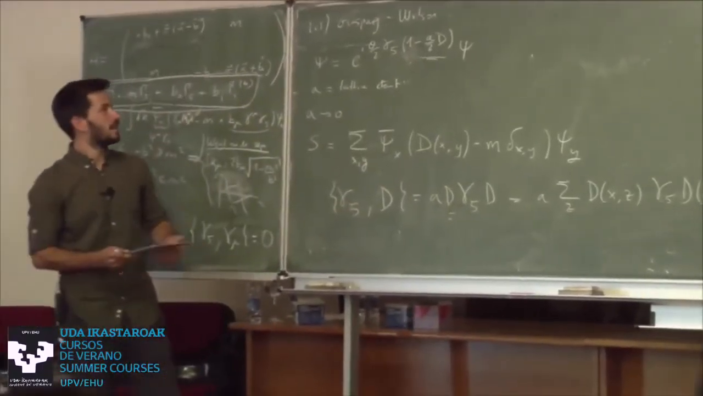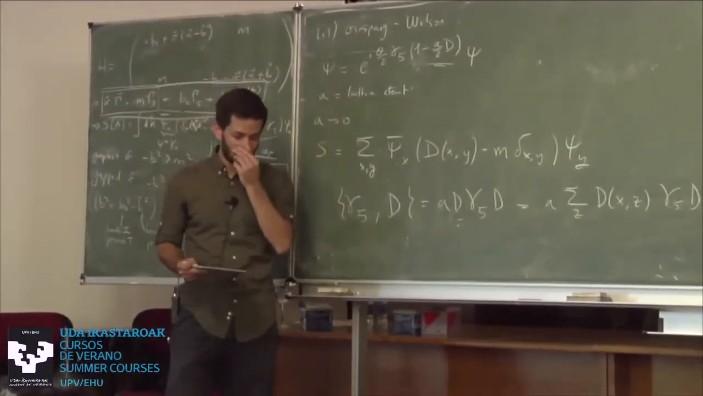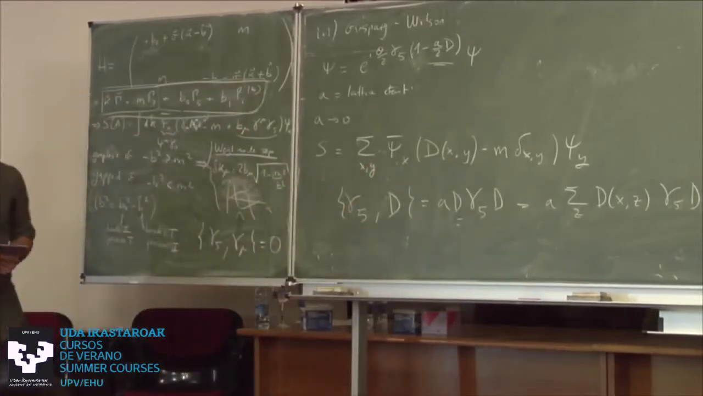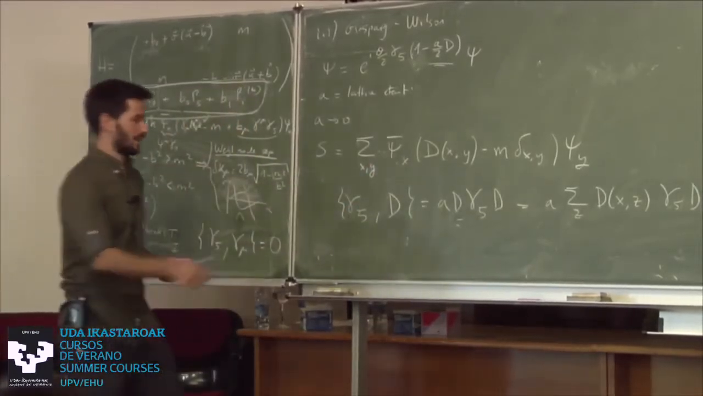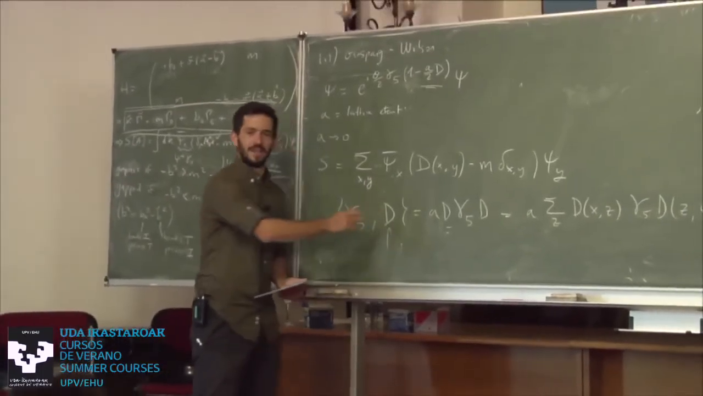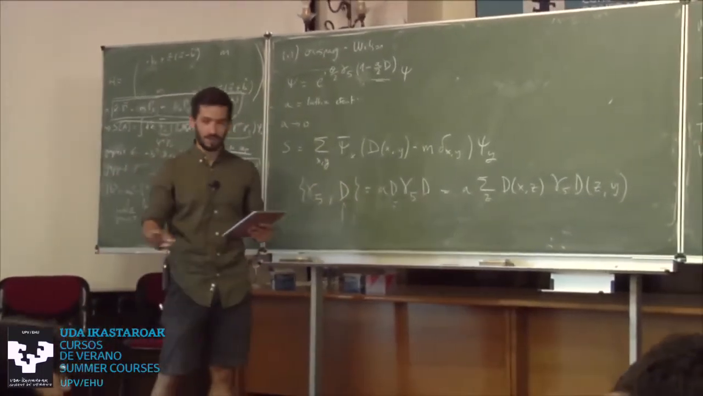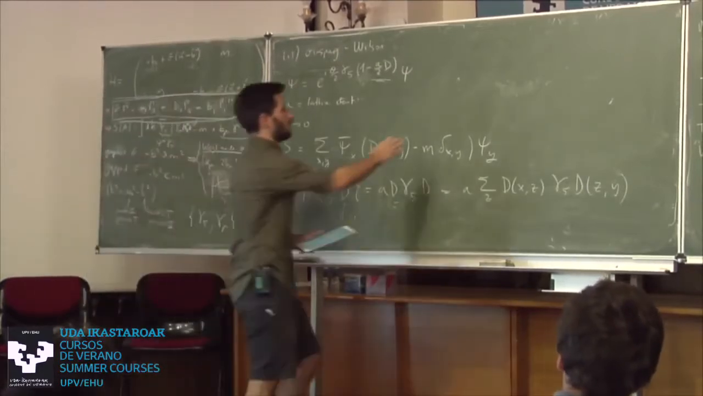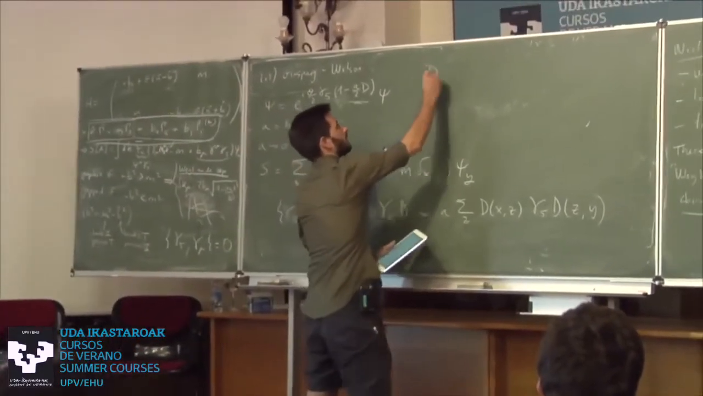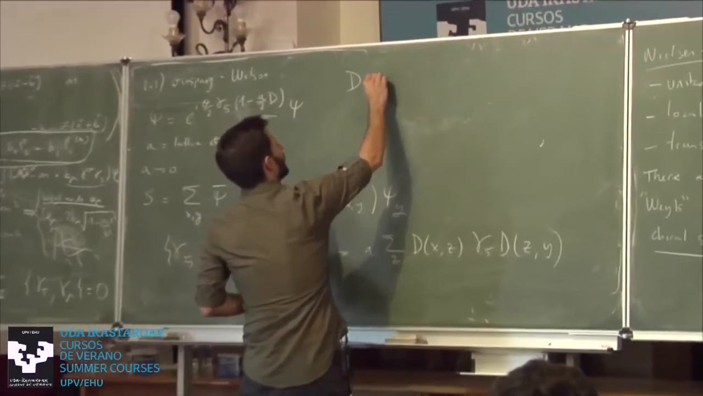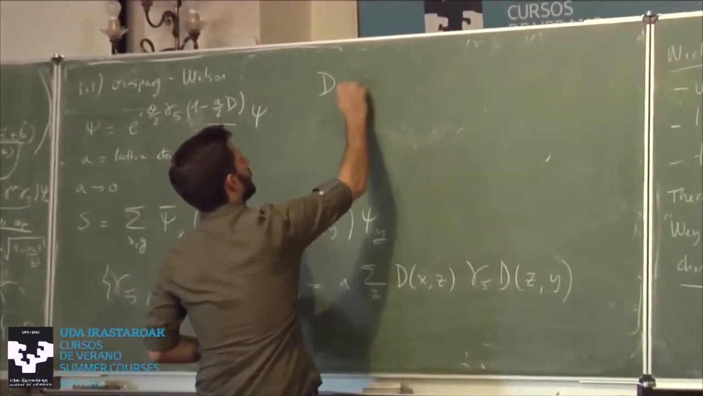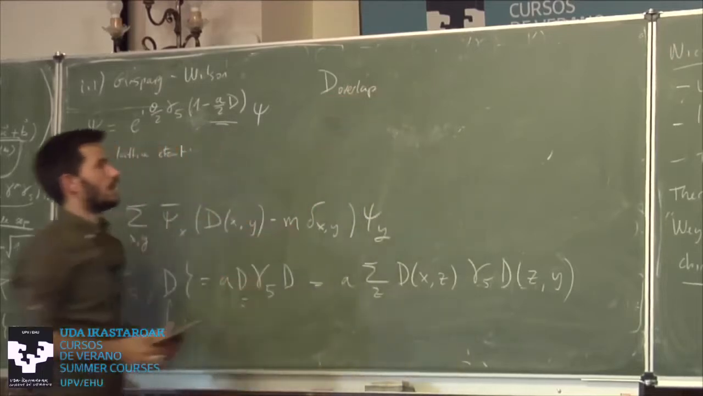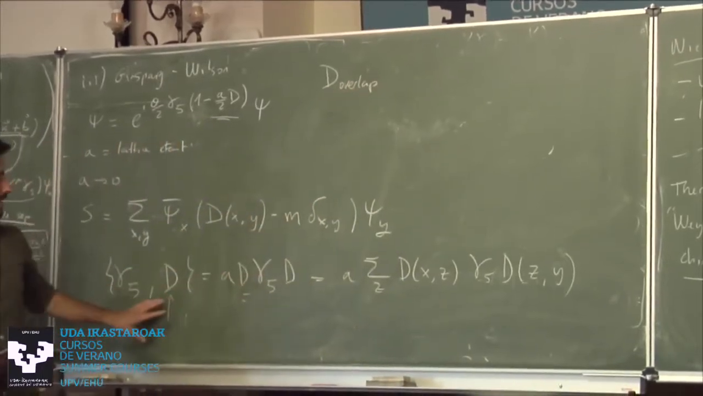And in fact, Ginsparg and Wilson proposed this in, I think, '82 or the early '80s, but it took more than 10 years for somebody to actually give an expression for this D. So I'm not going to say what that is, but the most popular version of D, or one solution, is called an overlap fermion.